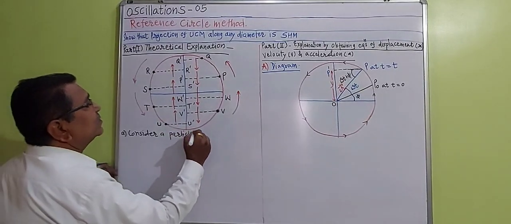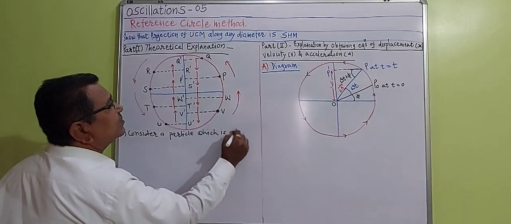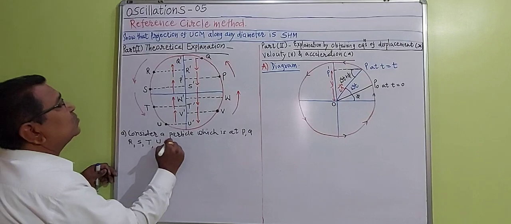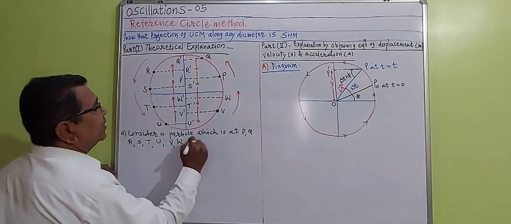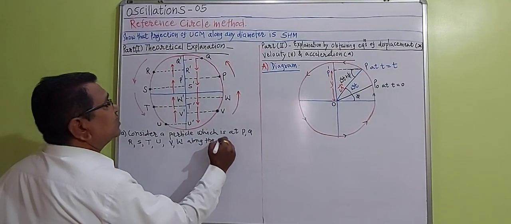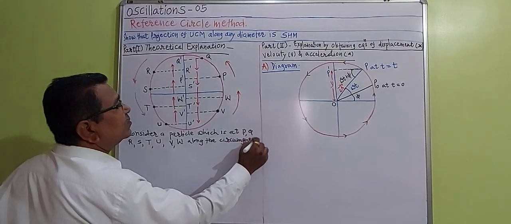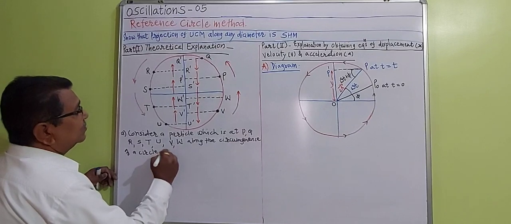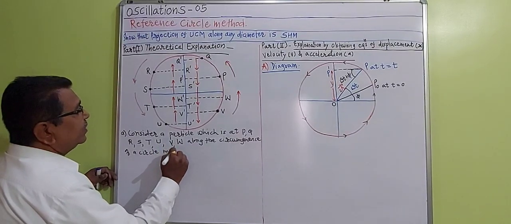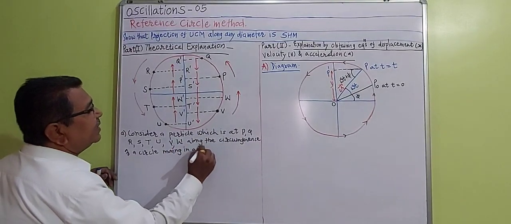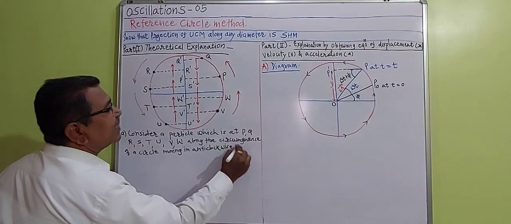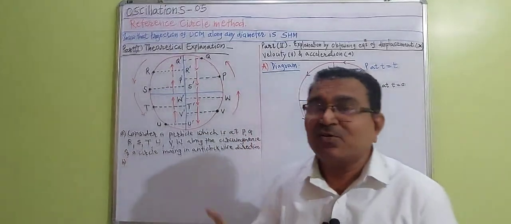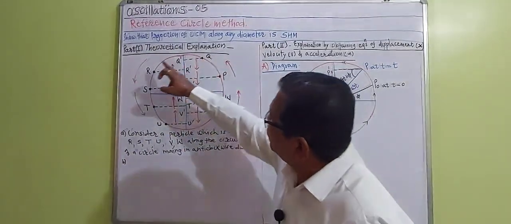Consider a particle which is at P, Q, R, S, T, U, V, W along the circumference of a circle, moving in anti-clockwise direction. See here. So this is our first sentence. The particle is circulating along the circumference of a circle, which is at points P, Q, R, S, T, U, V, W, in anti-clockwise direction.